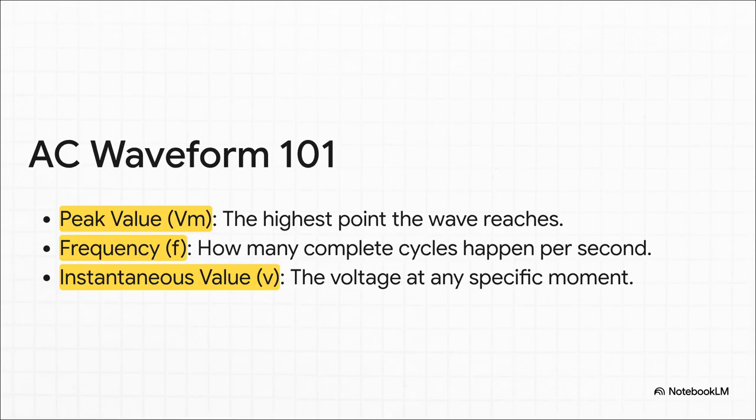Then there's frequency, which is just how many full cycles, how many back and forths, happen every single second. Here in North America, that's 60 times a second, or 60 hertz. In Europe and other places, it's 50. And last, there's the instantaneous value, which is just what the voltage is at any single specific moment in time.